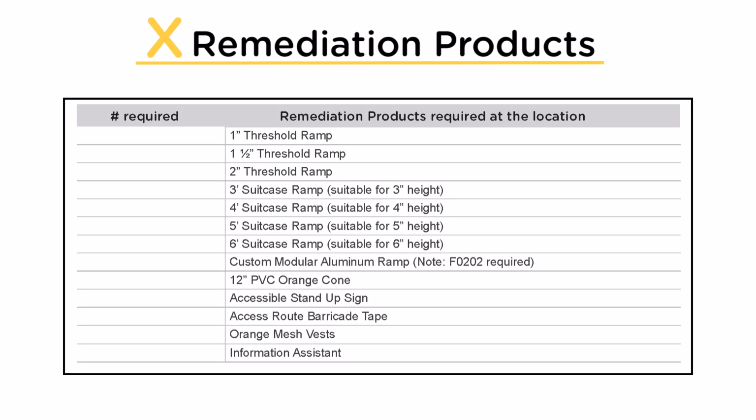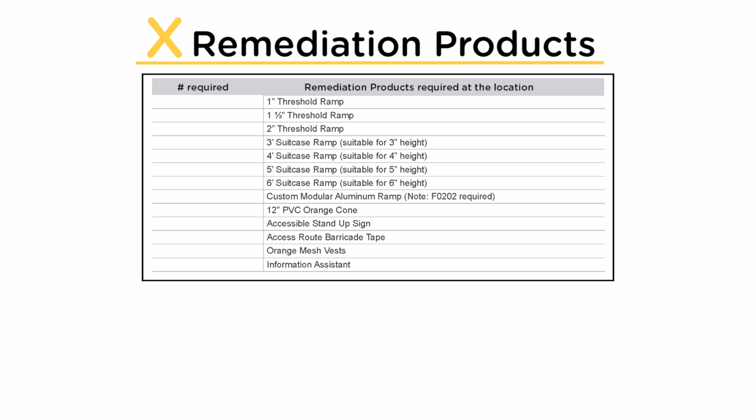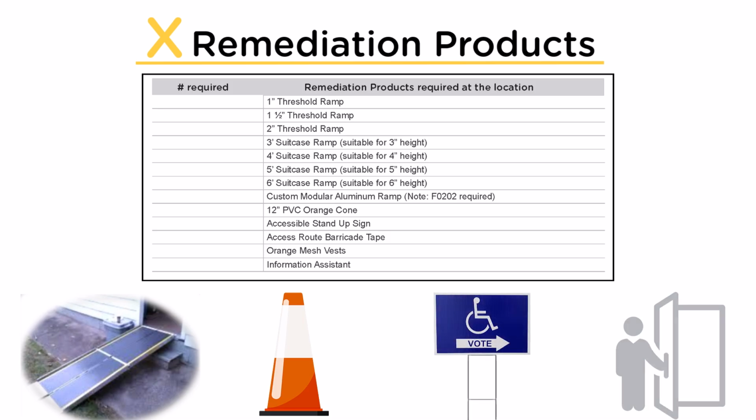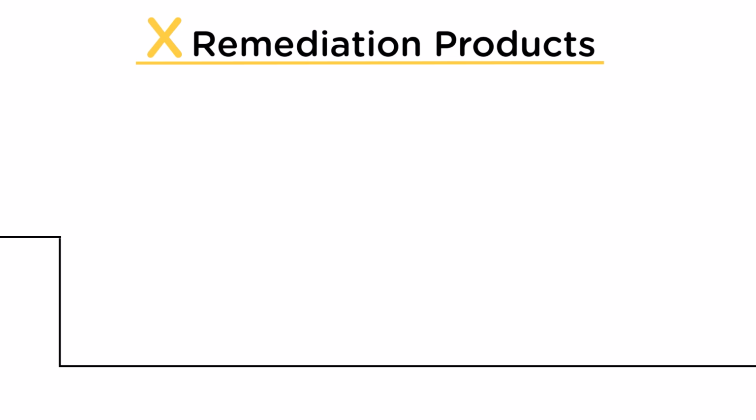Throughout your inspection, you may have identified accessibility issues at the location that can be modified on polling day with remediation products. These products include ramps for thresholds, slopes, and steps, cones for marking accessible parking spots, additional signage, and information assistance to open doors without a power assist opener.